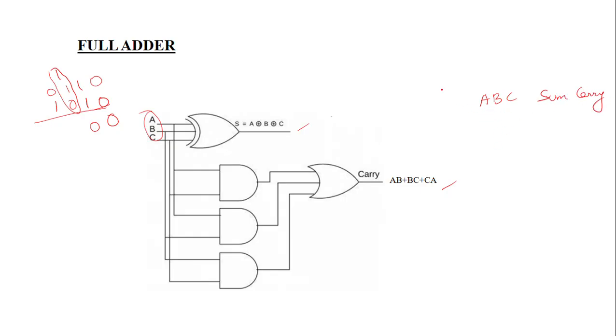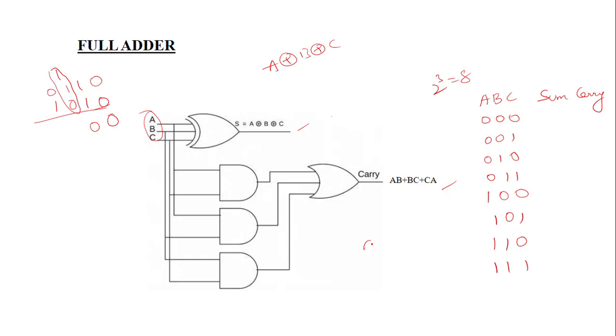For 3 variables, 2 power 3 is nothing but 8, so we get 8 combinations: 0 0 0, 0 0 1, 0 1 0, 0 1 1, 1 0 0, 1 0 1, 1 1 0, 1 1 1. For sum, the formula is A XOR B XOR C. For carry, the formula is AB, meaning A AND B, plus BC plus CA. I have written it already here. This is the formula for sum, this is the formula for carry. You can substitute these ABC values in these two equations and we get sum and carry.